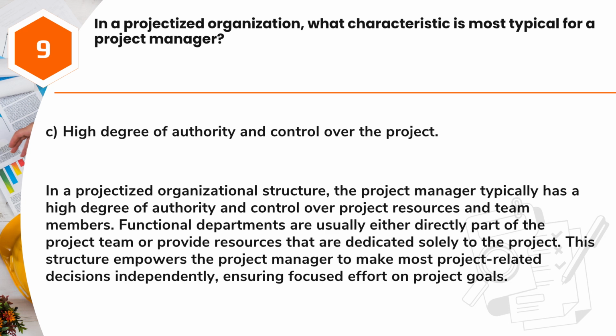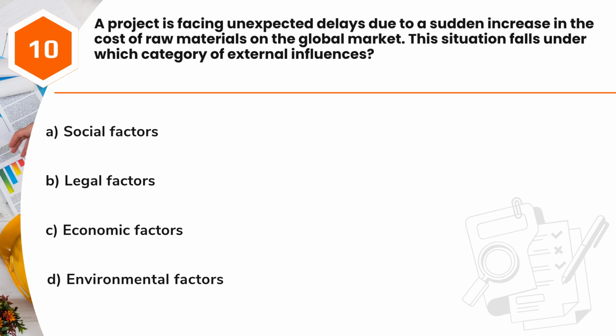Question 10. A project is facing unexpected delays due to a sudden increase in the cost of raw materials on the global market. This situation falls under which category of external influences? A. Social factors. B. Legal factors. C. Economic factors. D. Environmental factors.